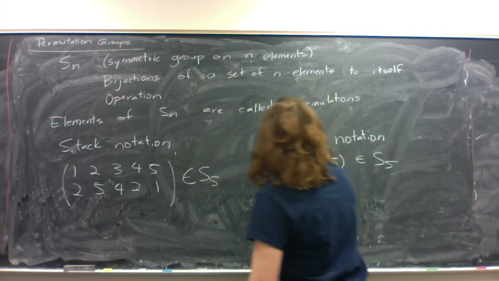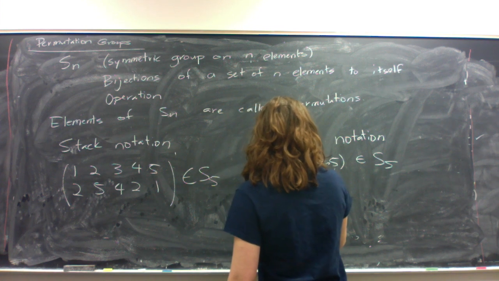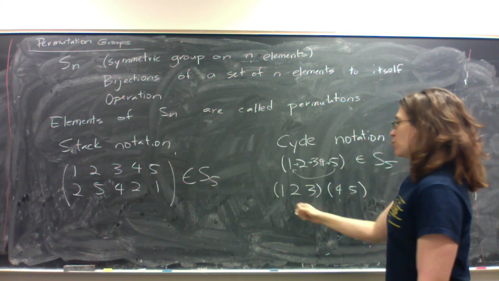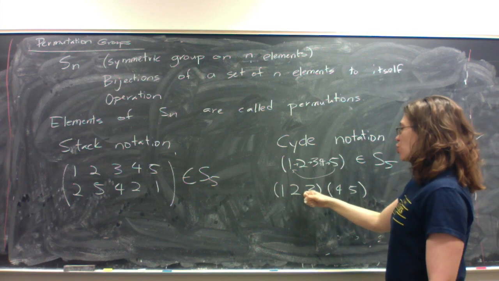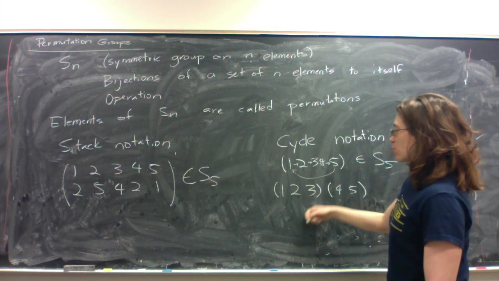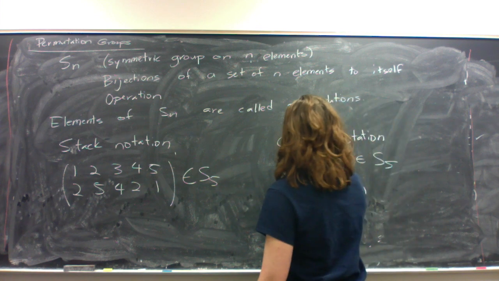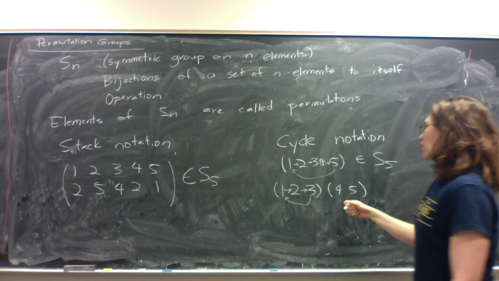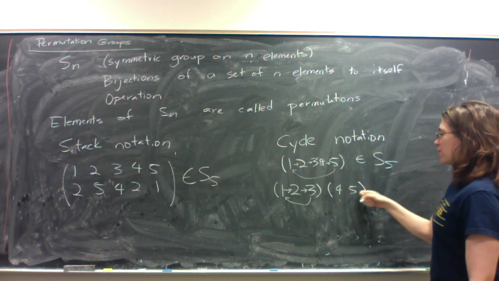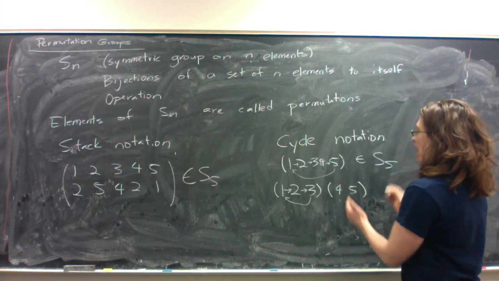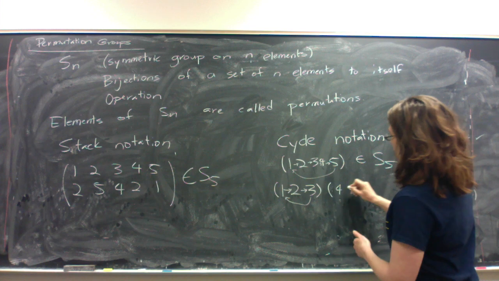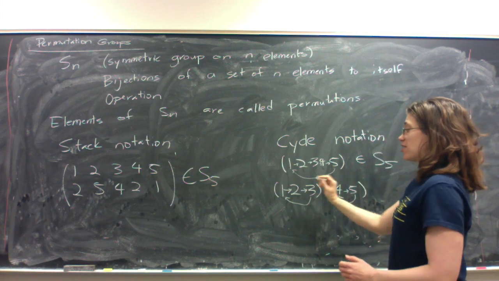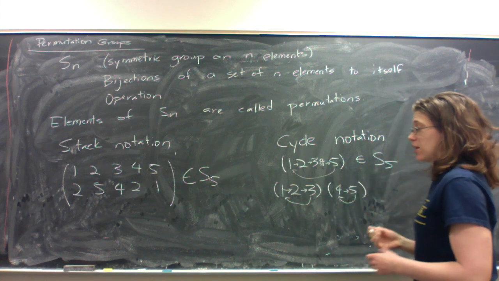Or if I had something like (1 2 3)(4 5), what this would mean is that 1 would map to 2, 2 would map to 3, and 3 would map back to 1. And here, I would have 4 mapping to 5 and 5 mapping back to 4. And I can tell that because of where the parentheses close and then open back up again.